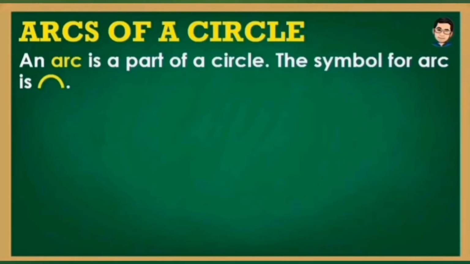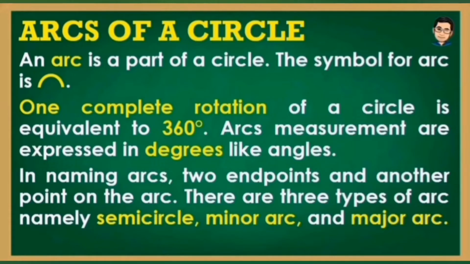Arcs of a circle. An arc is a part of the circle. The symbol looks like this. One complete rotation of a circle is equivalent to 360 degrees. Arc measurements are expressed in degrees like angles. In naming arcs, we use two endpoints and another point on the arc. There are three types of arc, namely semicircle, minor arc, and major arc.